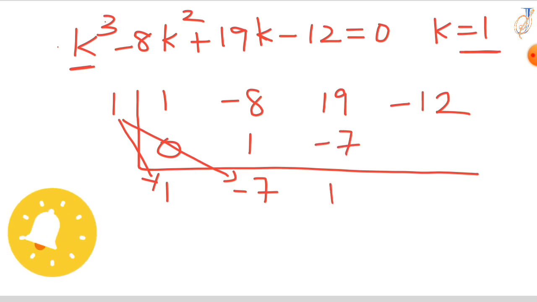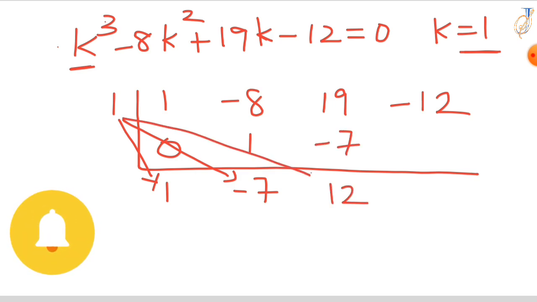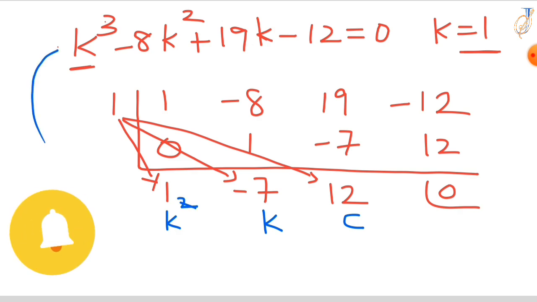19 minus 7 is 12. So 1 times 12 is 12. So this is 0, so that this is constant. This is the k term. This is the k power 2 coefficient. Using this division method, this cubic equation turns into a quadratic equation.